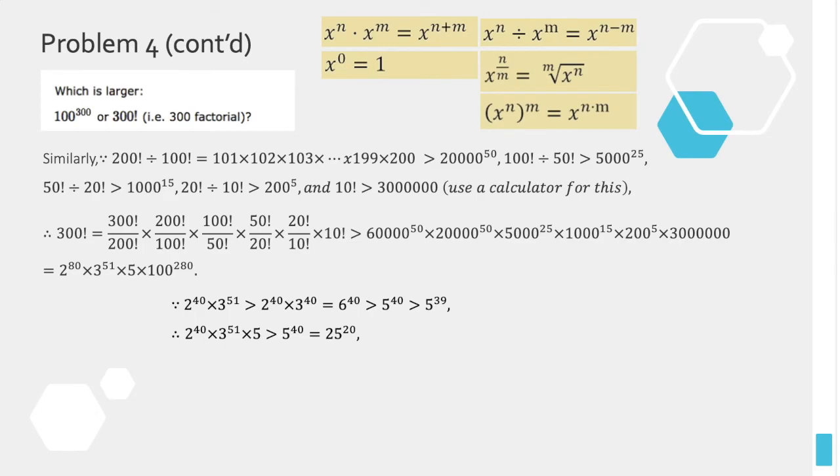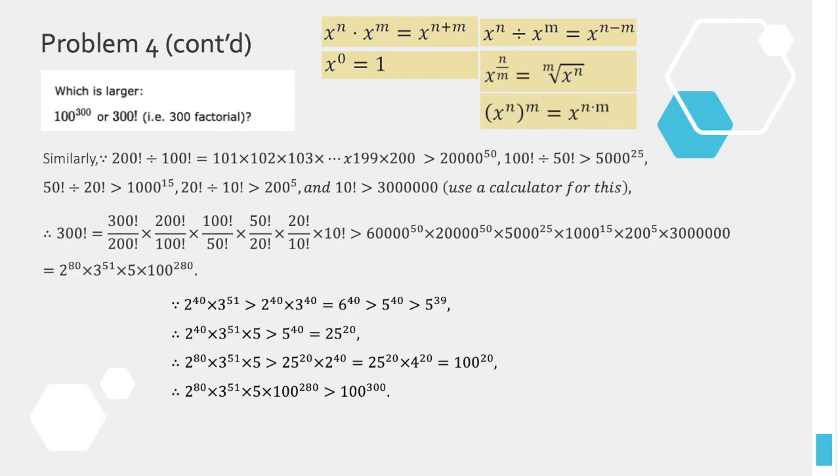So from that, we get that 2 to the power of 80 times 3 to the power of 51 times 5 should be larger than 25 to the power of 20 times 2 to the power of 40, which is equal to 25 to the power of 20 times 4 to the power of 20, which is 100 to the power of 20. So therefore, 2 to the power of 80 times 3 to the power of 51 times 5 times 100 to the power of 280 is larger than 100 to the power of 300.